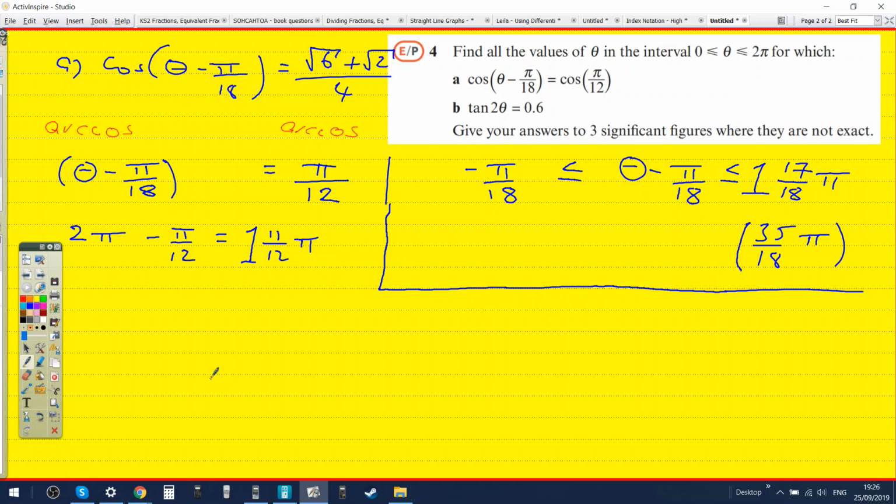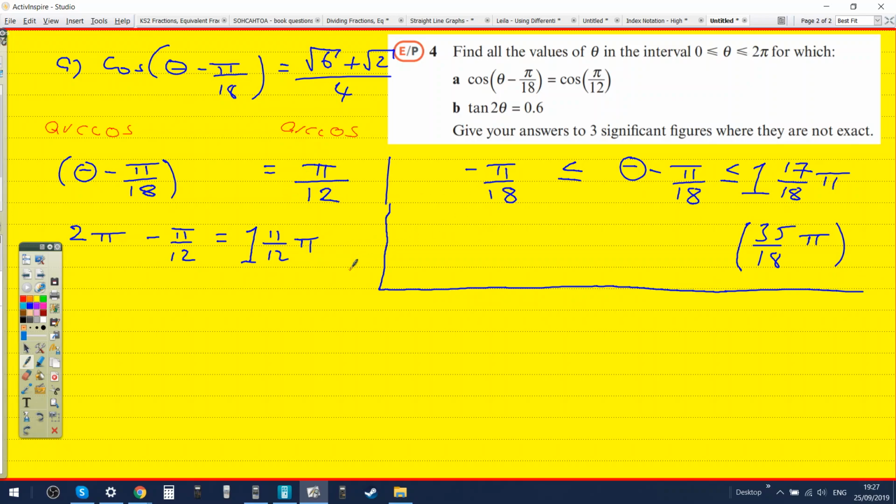But basically, the cos graph is symmetrical. So cos is special. So plus or minus pi over 12, plus or minus 1 and 11/12 pi. Not because it's squared, just because it's symmetrical. So you get 4 answers. However, are the negative ones in the range? So minus 1 and 11/12 pi is way outside the range.